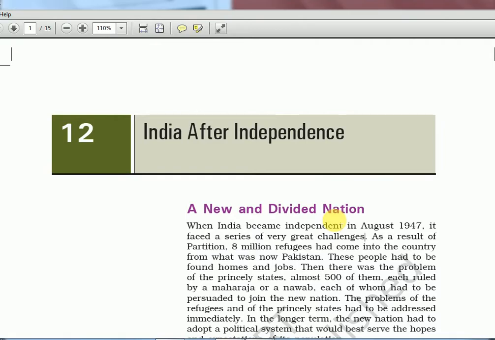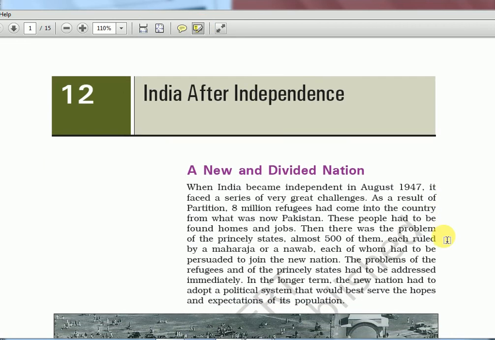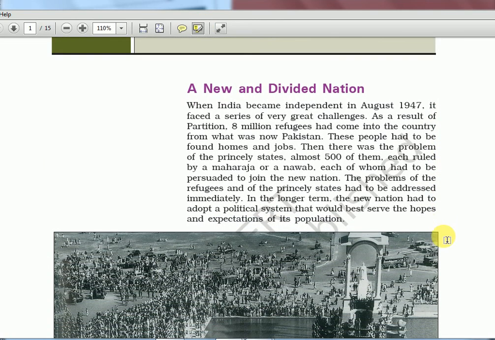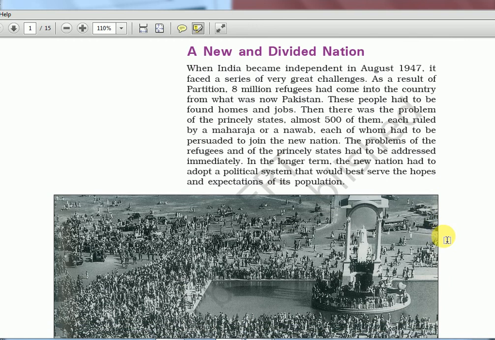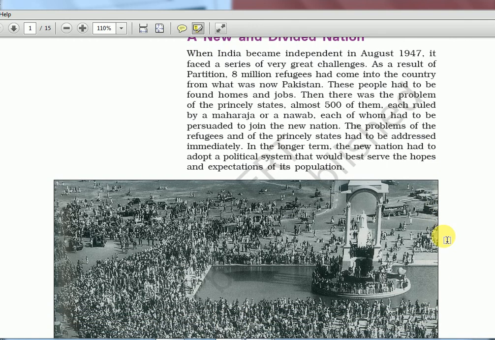India after independence. Like I told, post-independence is the theme of this particular topic. It begins with when India became independent, what was the status? I'll just highlight important things alone. So in August 1947, Mountbatten's plan happened and then India became independent. But still we don't have a constitution, though we got the authority to make a constitution now.